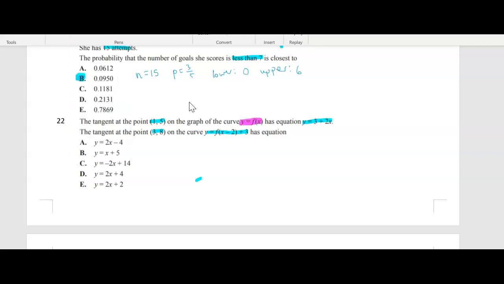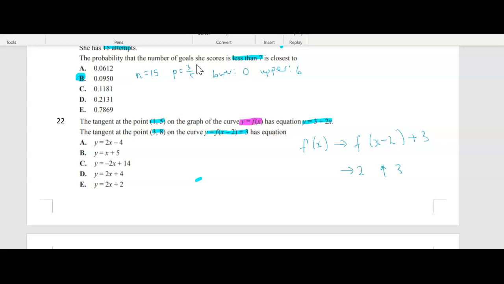f of x. So what has happened to f of x to get to this transformation? We've gone from f of x to f of x minus 2 plus 3. So a simple transformation: we've just gone to the right 2 and up 3.